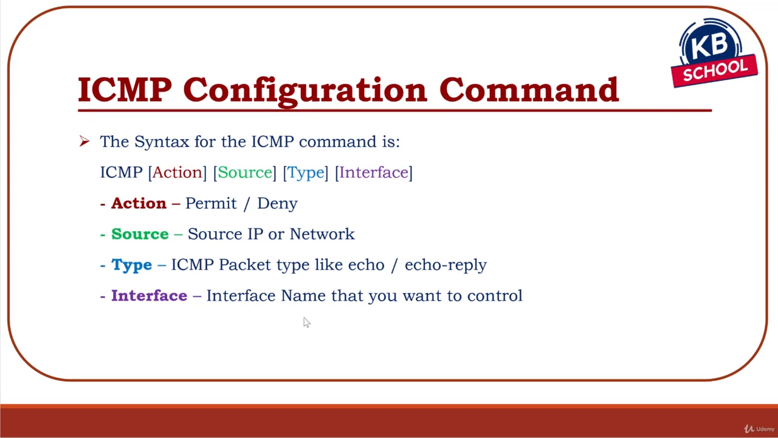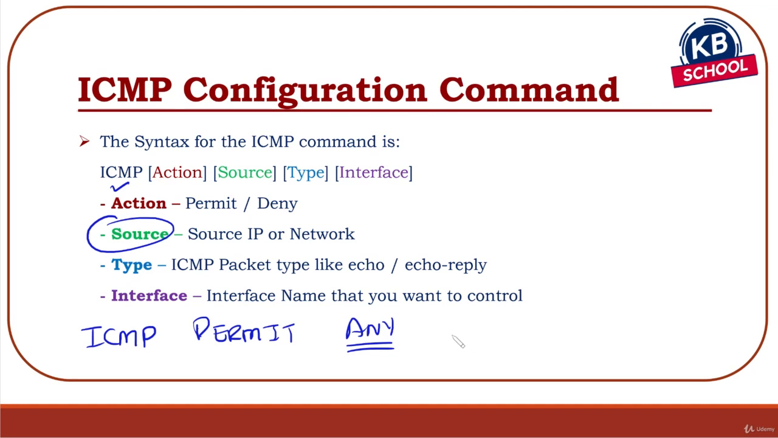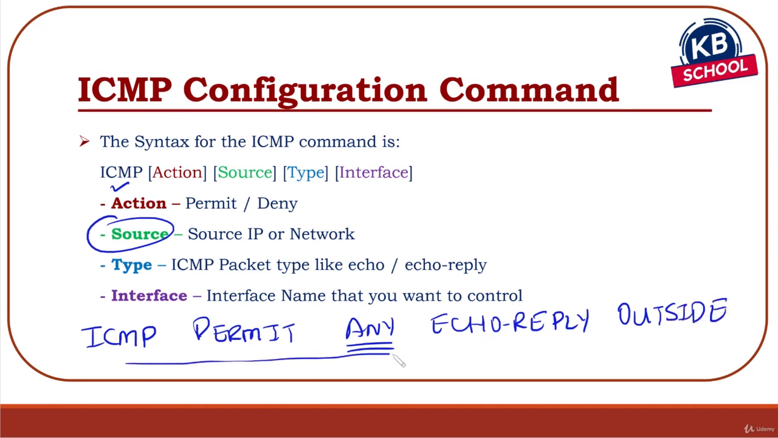So for example, if I wanted to allow my outside interface to ping everyone else, and nobody should be able to ping me, the command would be ICMP, that's the command. Action would be permit. I do want to allow the echo reply to come in. From where? Anywhere. That's a source. I could put an IP address over here if you want to. Type is echo reply. Optional parameter, if you don't put it in, it means all packet types. And the interface. In my case, the interface that I want to control is the outside interface. So that's the way a command would look.